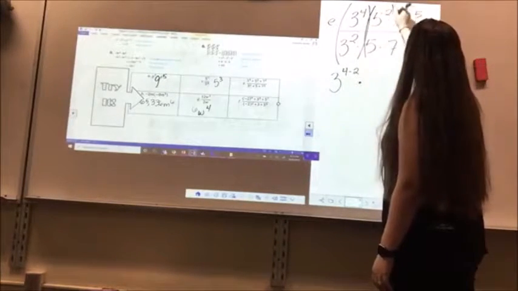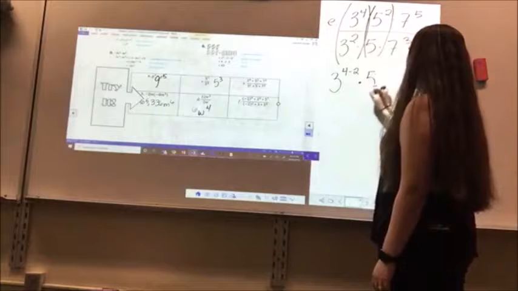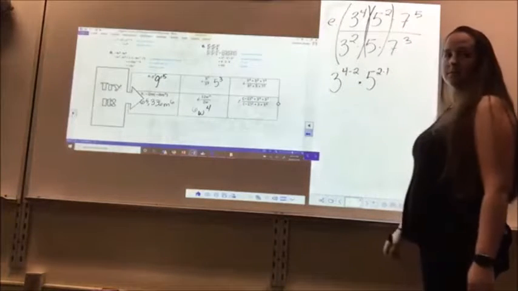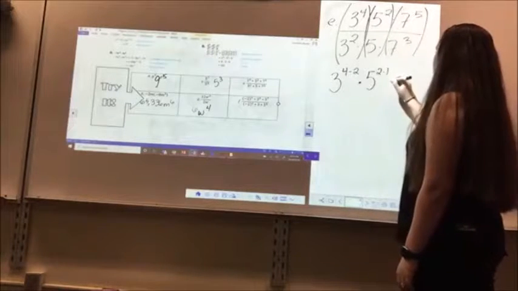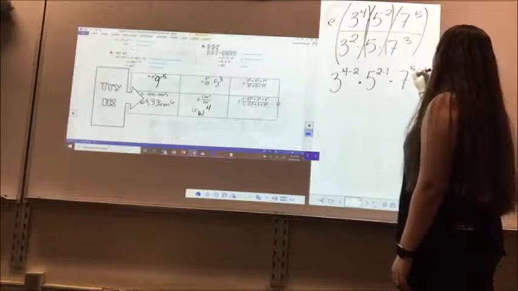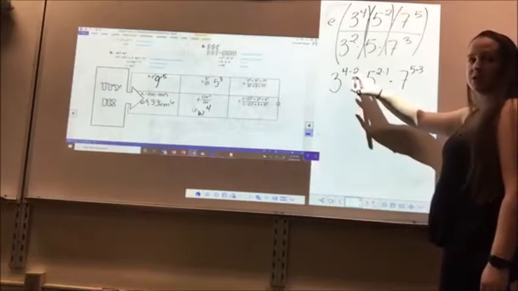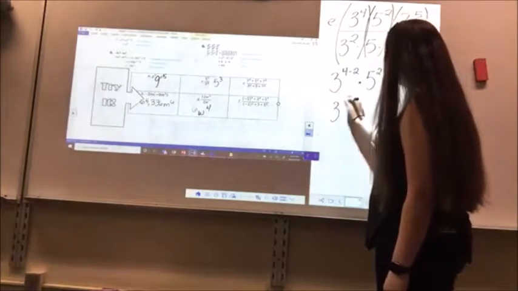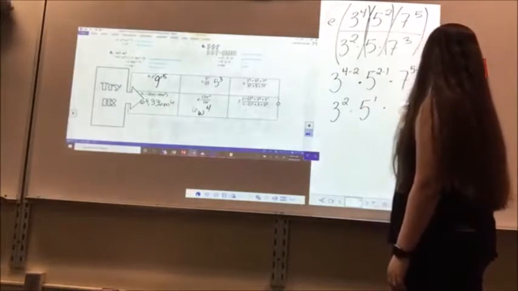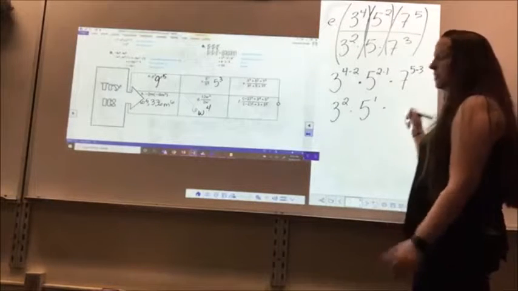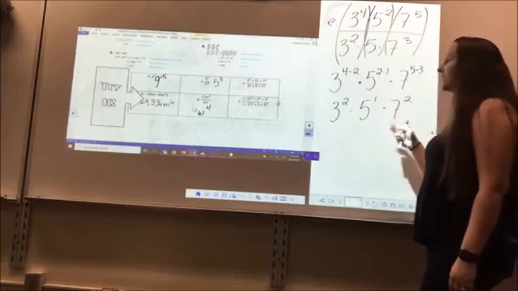My second group of bases is 5s. I have 5 squared divided by 5, which is really like saying 5 to the 2 minus 1. My final one is 7 to the 5th divided by 7 cubed. So it's really saying 7 to the 5 minus 3rd power. Okay? When I do this, 3 to the 4 minus 2, 4 minus 2 is 2. 2 minus 1 is 1. 5 minus 3 gives me 2. So I have 3 squared times 5 to the 1st times 7 squared.